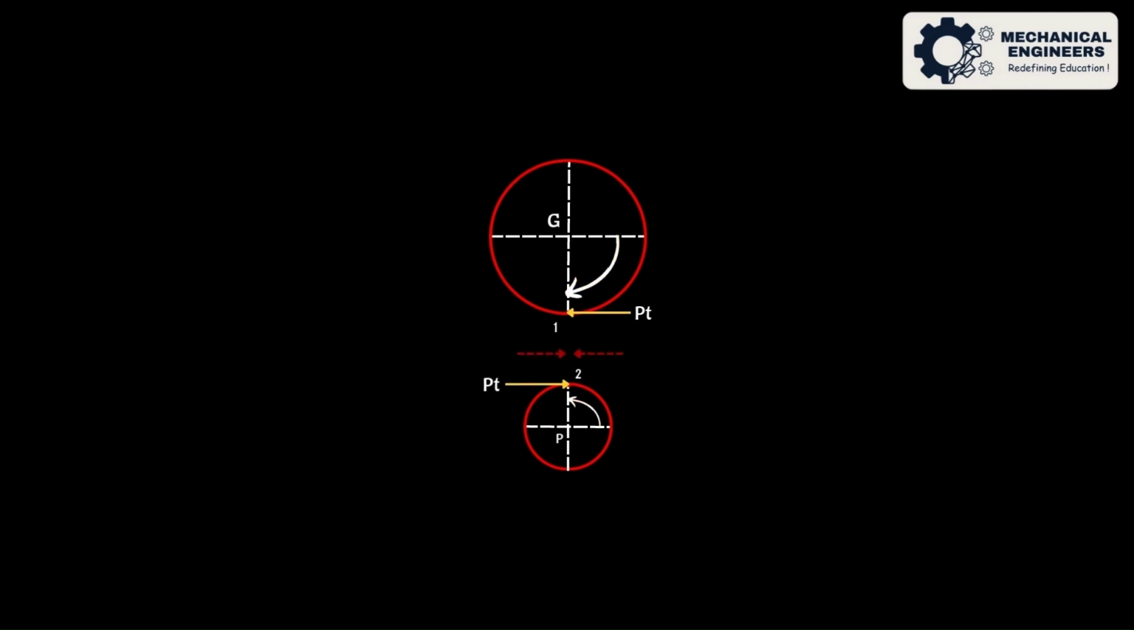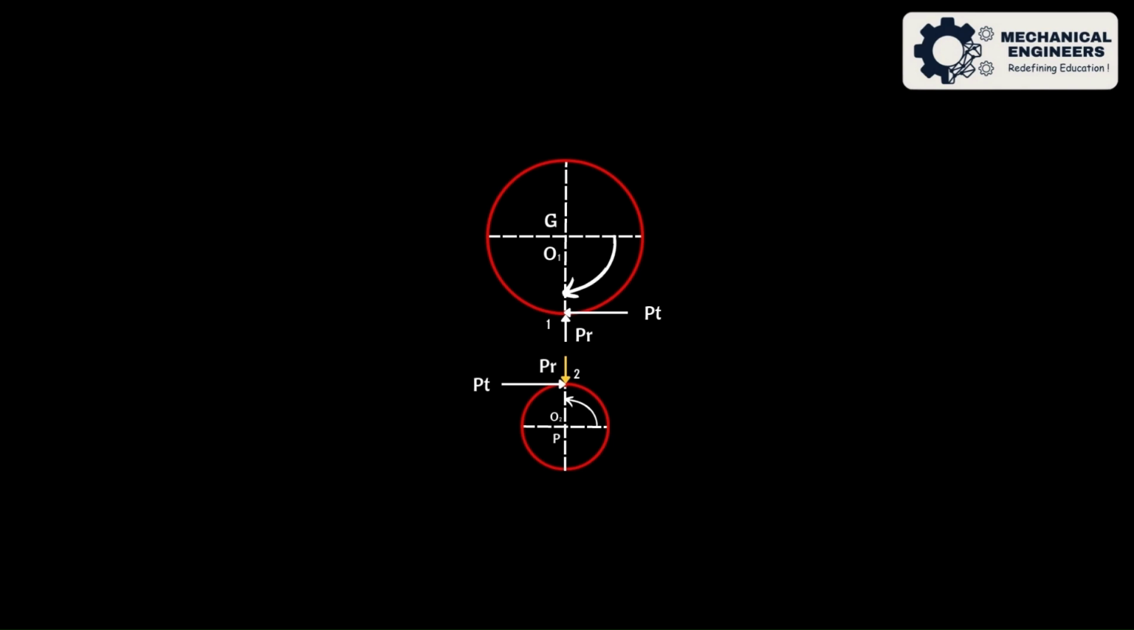It is observed that the direction of tangential component Pt on the driving element, that is, pinion, is opposite to the direction of rotation. The radial component acts towards the center of the respective gear. For pinion P, the radial component Pr acts at point 2 towards the center O2. For the gear G, the radial component Pr acts at point 1 towards the center O1.